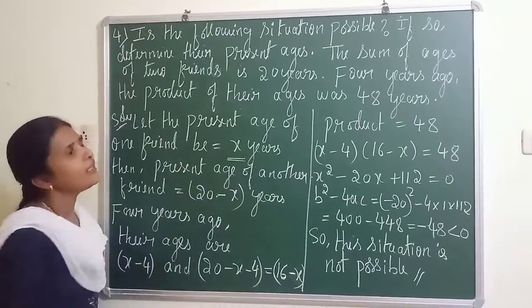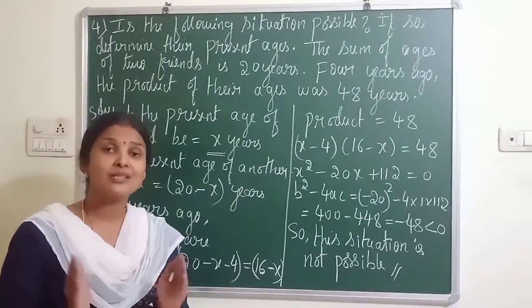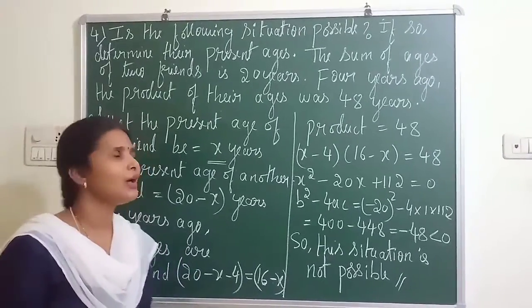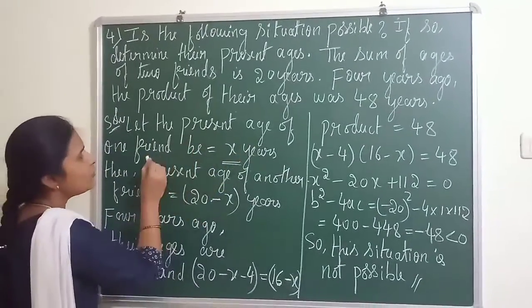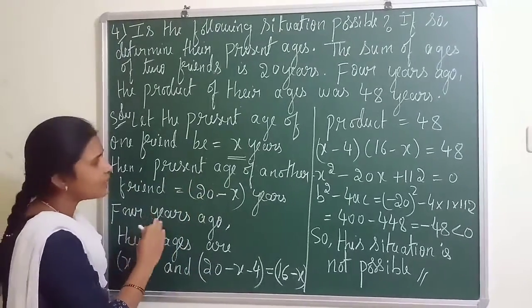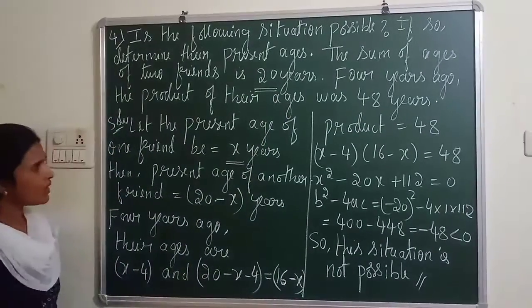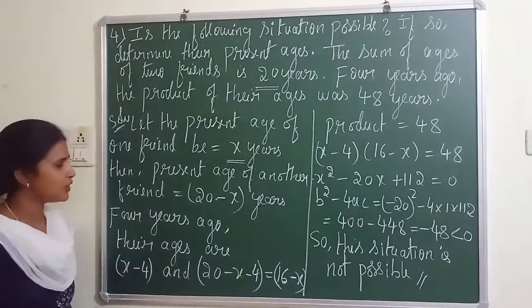For that, here you can observe in the second line there is no dependent or independent. Two friends' sum is given, so any one you can assume. Let the present age of one friend be x years and the present age of another friend becomes 20 minus x, because the sum is 20. So now I got the present ages of both the friends.